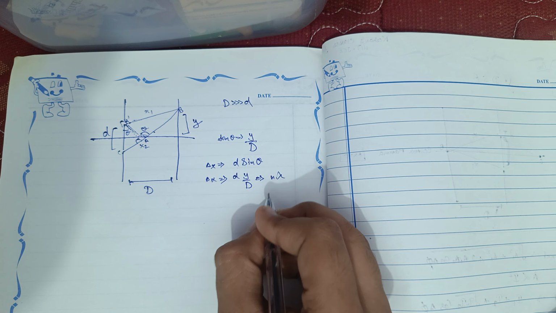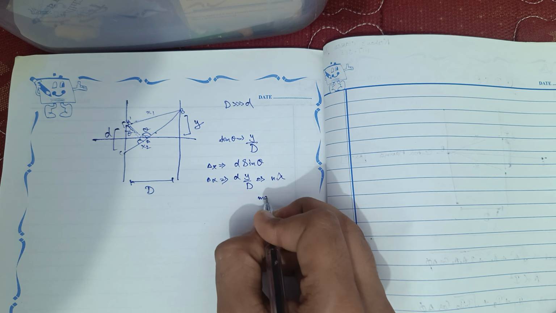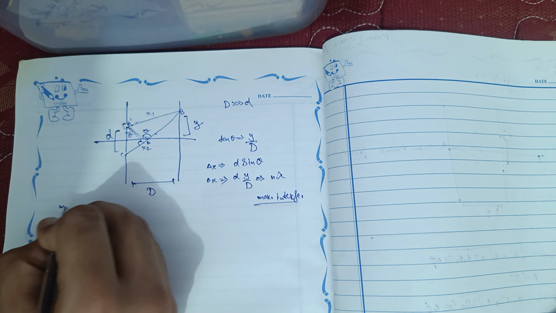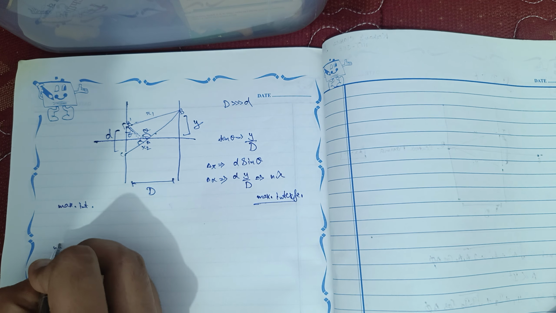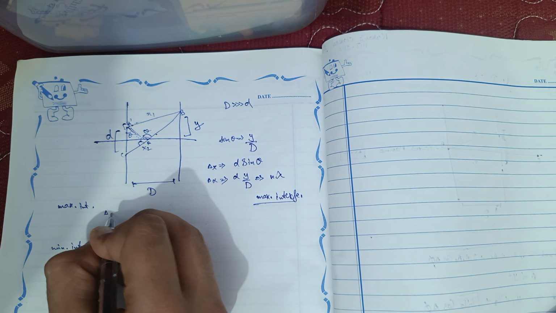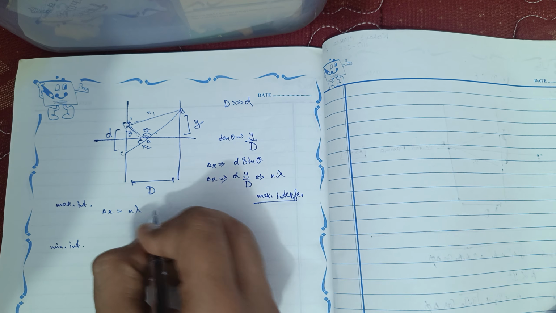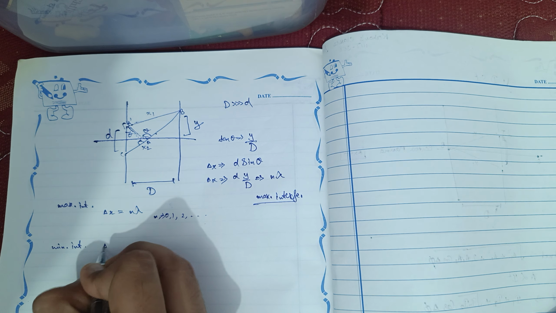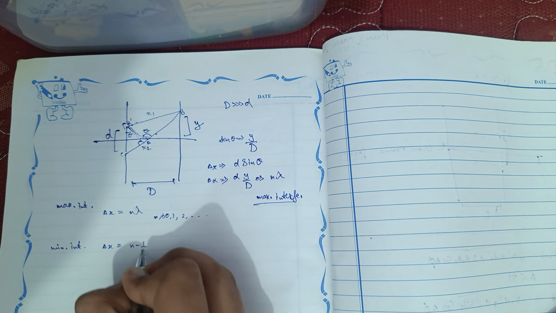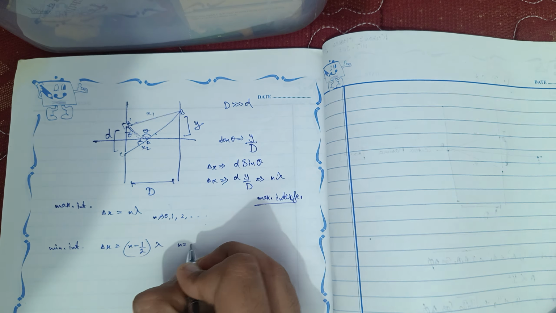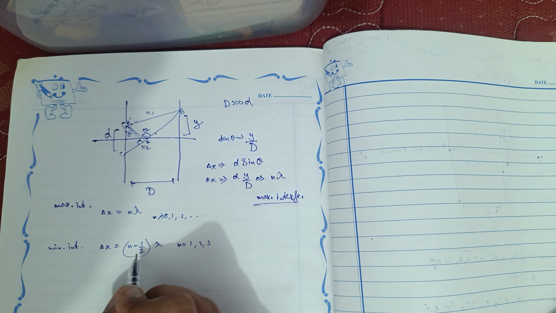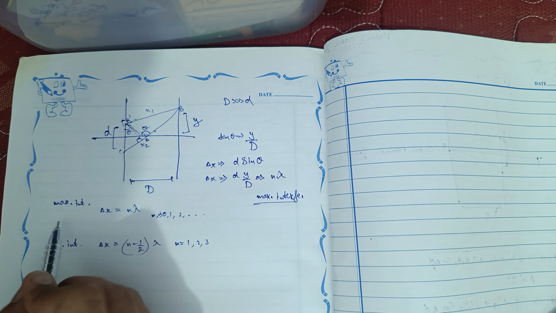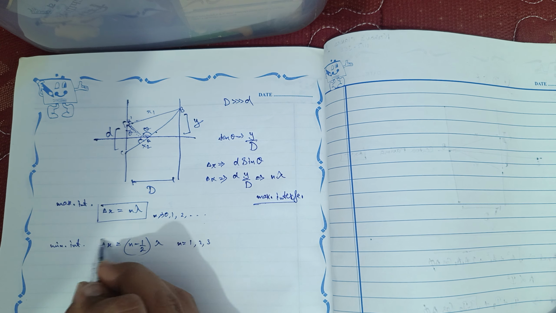n lambda if it is a maximum interference. Let me elaborate this point over here: maximum interference and minimum interference. For maximum interference, delta x equals n lambda, where n can be 0, 1, 2, anything. And for minimum interference, delta x equals (n minus half) lambda, where n can be 1, 2, 3. Note here it should not be 0. Minimum interference means there is a dark fringe, and for maximum interference there is a light fringe. You have to remember these two formulas.